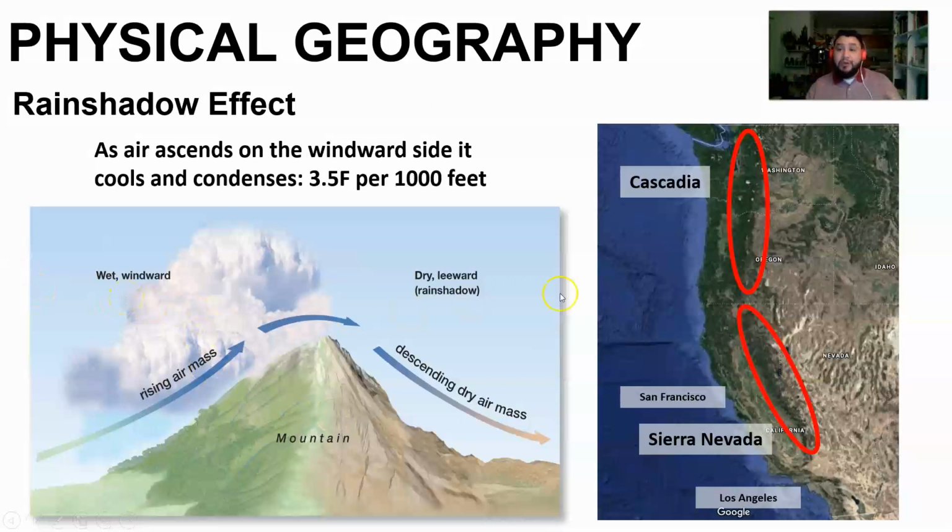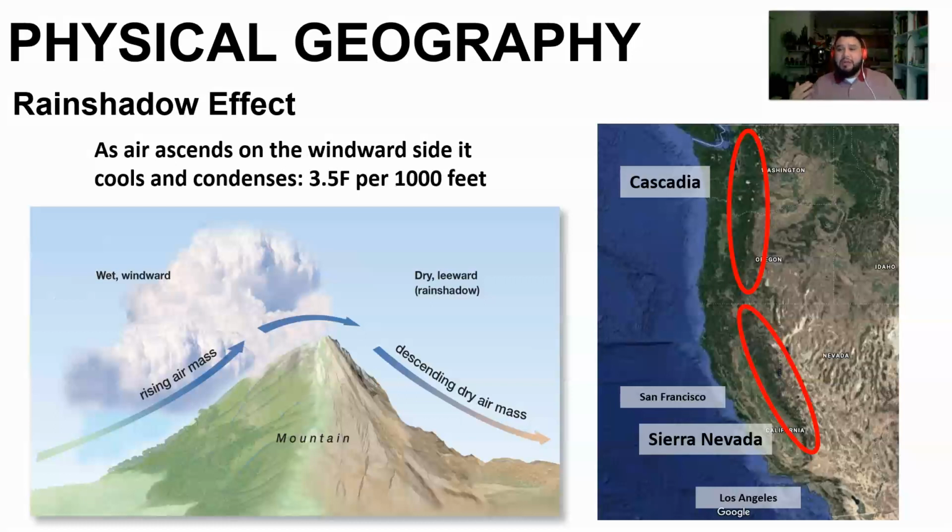Westerly winds are going to bring moisture from the ocean into the land. This air mass, which has precipitation, right? These clouds are going to move up against the mountain ranges like the Sierra Nevada mountains, for example, or even here in Pasadena, we have the San Gabriel Mountains. And for every 1,000 feet in elevation, the temperature drops 3.5 degrees Fahrenheit.